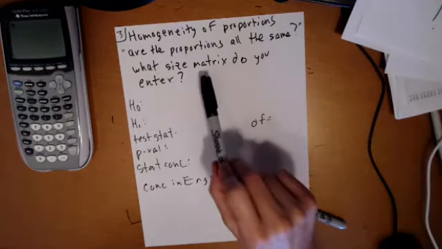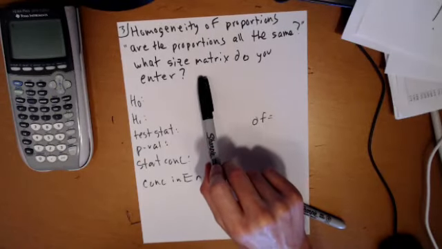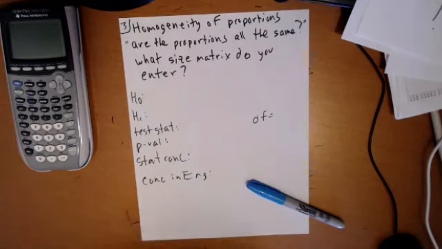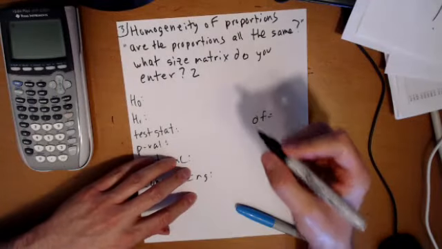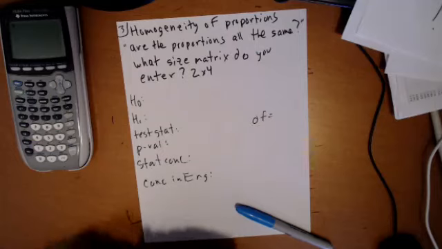Aha. So what we're going to enter, we're going to ignore the totals. Notice that in the previous examples, we never looked at the totals. So let's just ignore the totals. So we're actually going to enter how many rows? 2. How many columns? 4. So we're going to enter a 2 by 4 matrix.